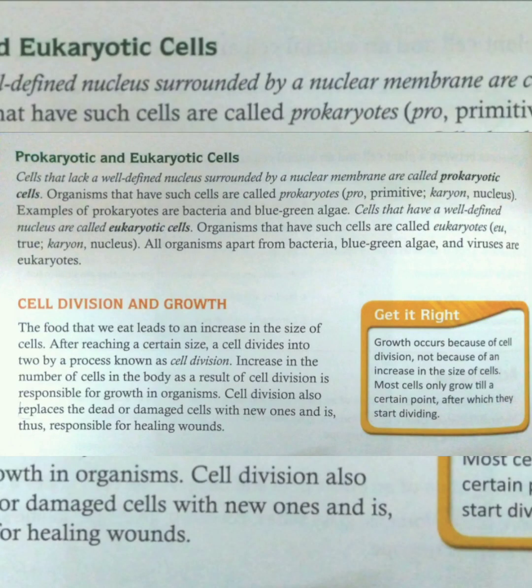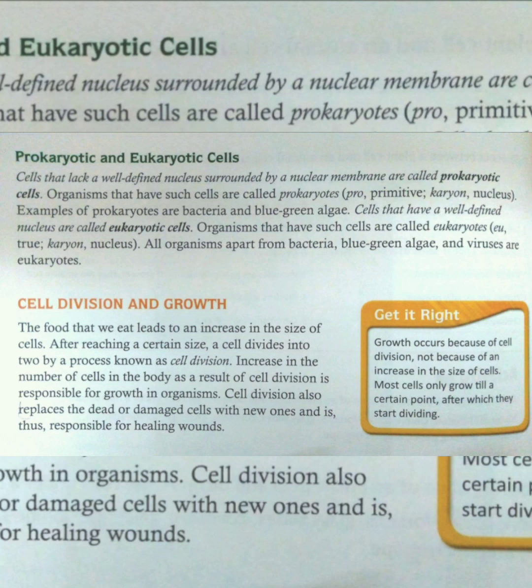There are two types of cells. One is prokaryotic and another is eukaryotic. The prokaryotic cell does not have a well-defined nucleus surrounded by a nuclear membrane. Pro means primitive, that is not advanced, and karyon means nucleus. So that is why we say that these are prokaryotic cells, it means not advanced or primitive type of cells. The organisms that have prokaryotic cells are known as prokaryotes. For example, we have certain bacteria, blue-green algae.